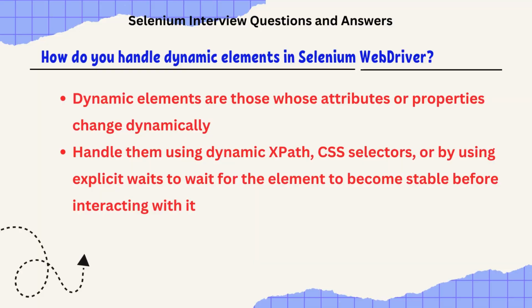How do you handle dynamic elements in Selenium WebDriver? Dynamic elements are those whose attributes or properties change dynamically. One can handle them by using dynamic XPath, CSS selectors, or by using explicit waits to wait for the element to become stable before interacting with it.